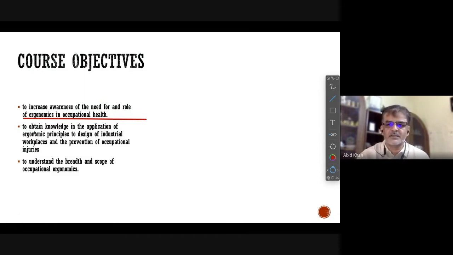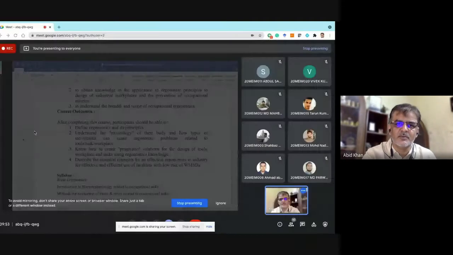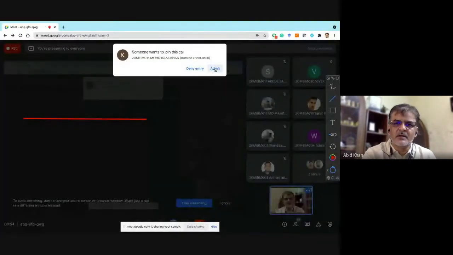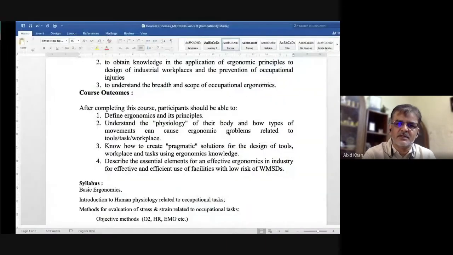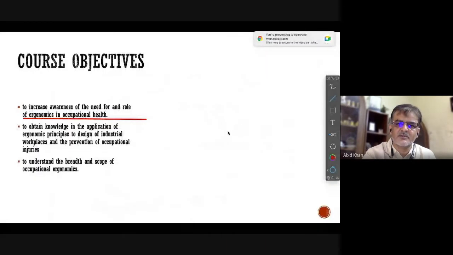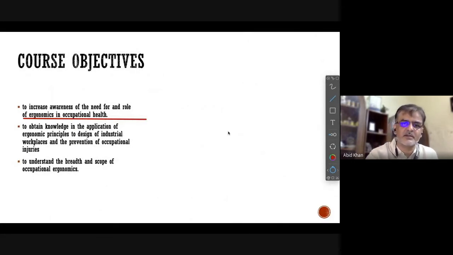So first is the concern about what is the need, what is the requirement of ergonomics. The requirement depends upon when we humans interact with the machine, human interacts with the environment, or machine interacts with the human, or machine interacts with the environment, or environment interacts with the human, or environment interacts with the machine.